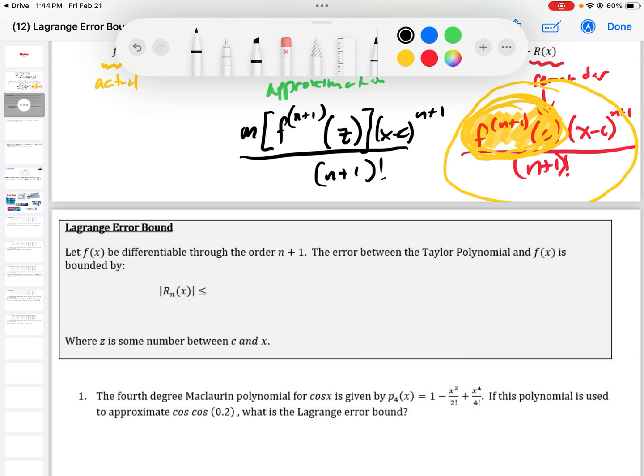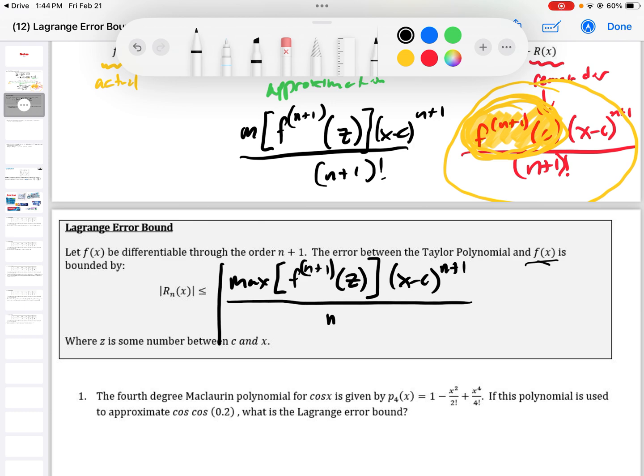That might have made sense, it might have made no sense. But it says, let f of x be differentiable through the order of n plus 1. The error between the Taylor polynomial, which is the approximation, and the actual value of f of x is bounded by the absolute value of the biggest value of the n plus 1 derivative. We're just going to call that z, but think of it as the biggest, times x minus c, the rest of that normal polynomial, but it's the next term, so it's n plus 1, over n plus 1 factorial.